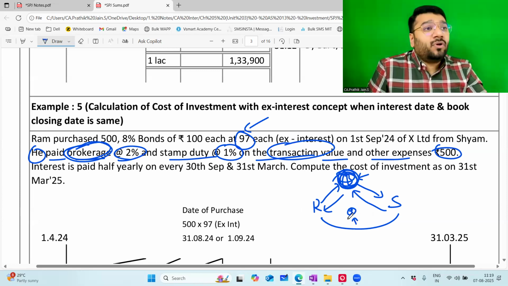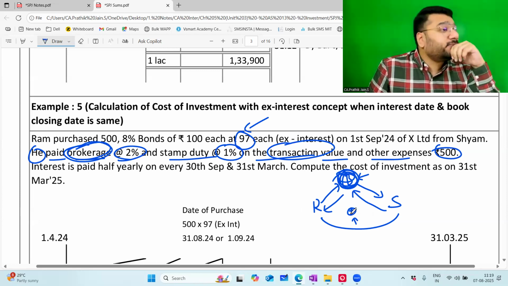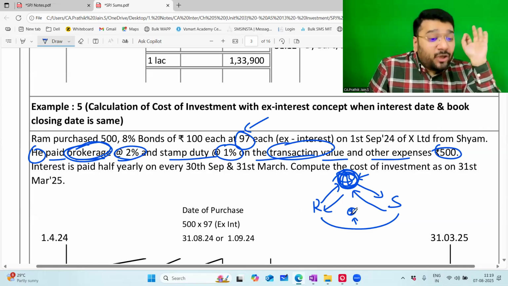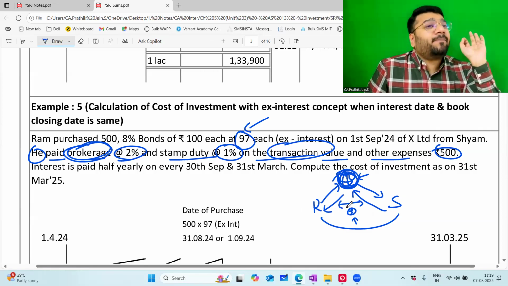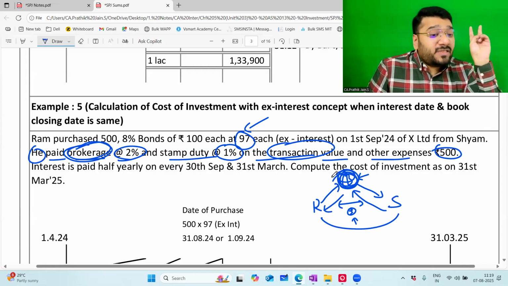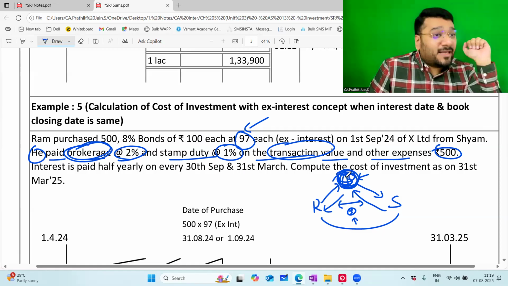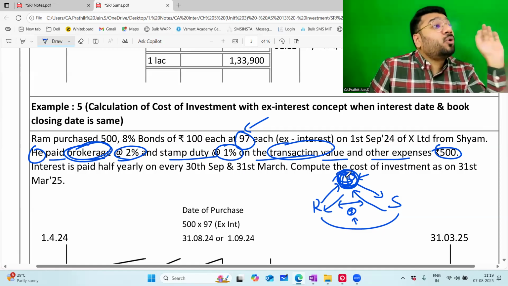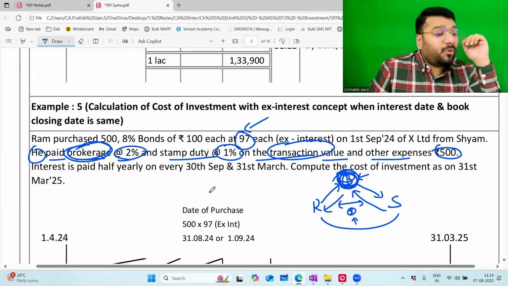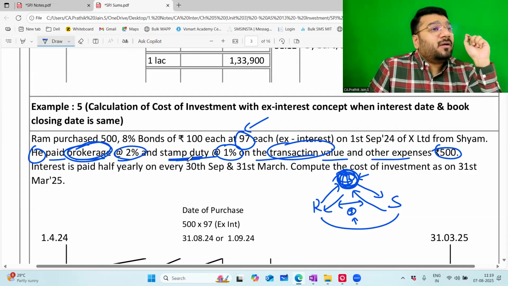My question to all of you: brokerage has to be paid on what value? On the transaction value. The value at which the money is being exchanged between the buyer and seller, happening through the broker. That value has to be taken as the base to calculate the brokerage. Any problem? Then comes stamp duty. Stamp duty is the money that you pay not on the transaction value, you pay on the purchase value.